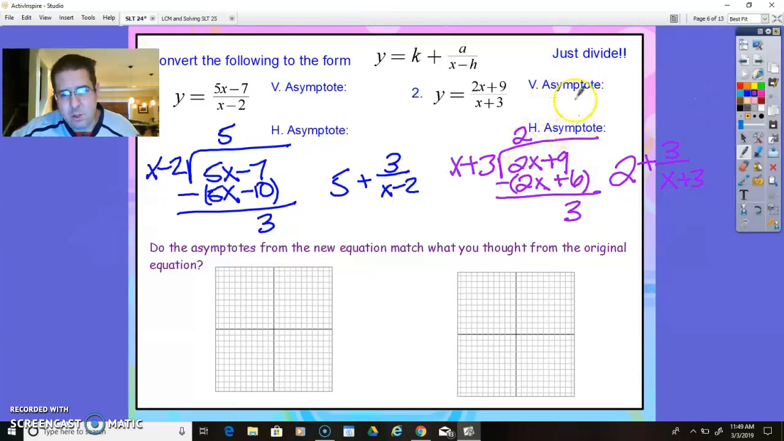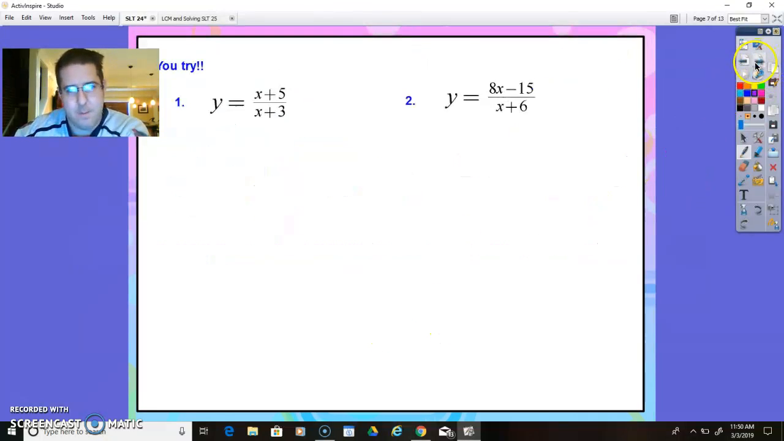Now, I do know the two asymptotes, because remember, this is the vertical asymptote, so the vertical asymptote is going to be x equals negative 3, and the horizontal asymptote is going to be y equals 2. This is always the horizontal asymptote. This is always going to be the vertical asymptote. And I would graph it, but you can just see that from a prior video.